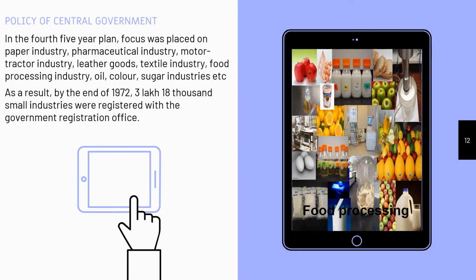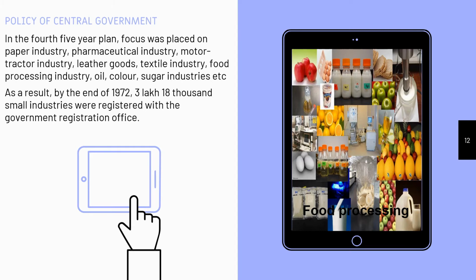Let us now study the policy of the central government with regards to industrialization. In the fourth 5-year plan, focus was placed on paper industry, pharmaceutical industry, motor tractor industry, leather goods, textile industry, food processing industry, oil, color, sugar industries, etc. According to the industrial licensing policy of 1970, all those factories requiring an investment of more than 5 crore rupees were to be included as heavy industries. The big industrial houses and foreign companies were allowed to invest in heavy industries that were not reserved for the public sector.